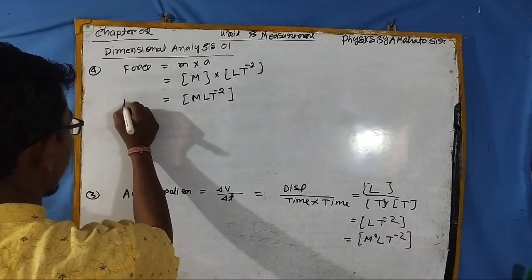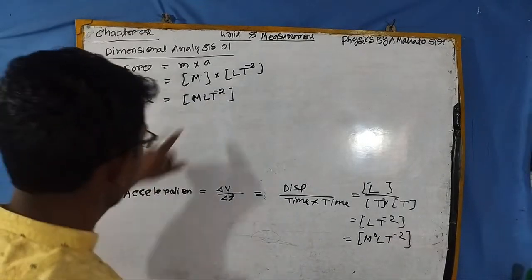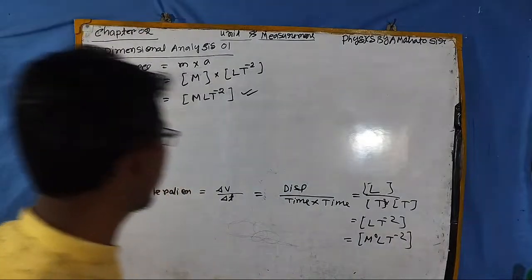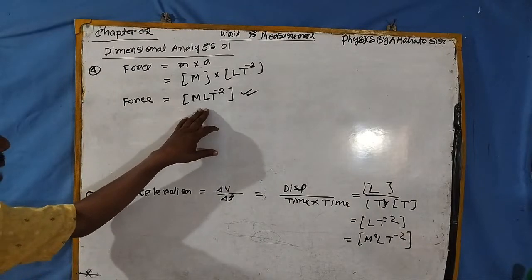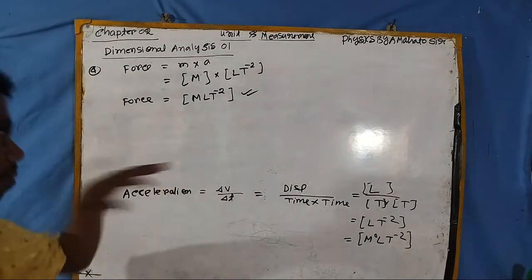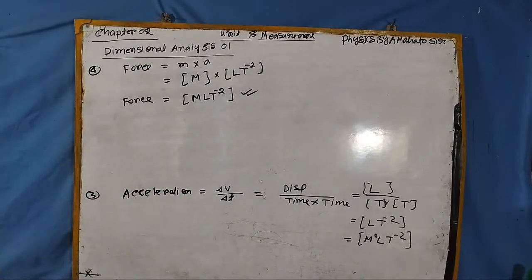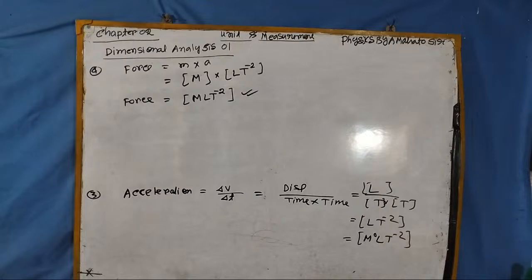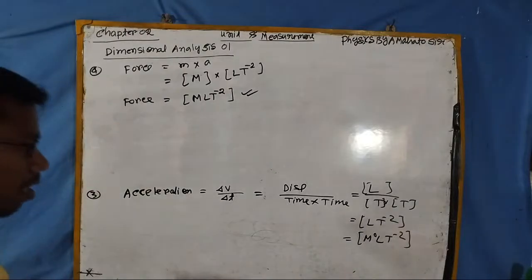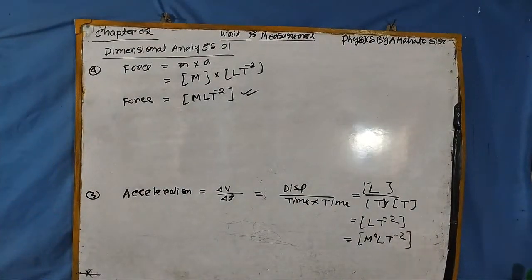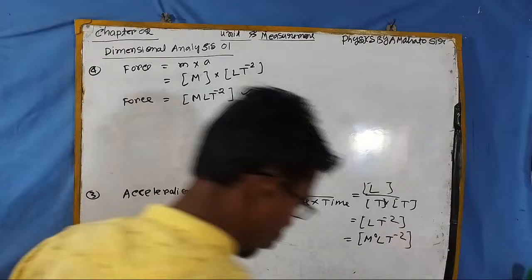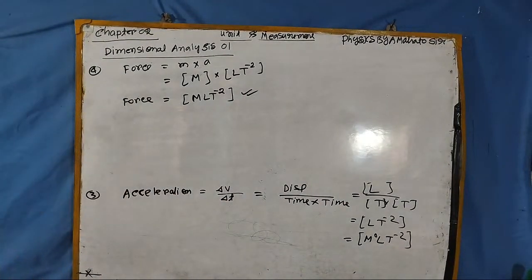So force dimension here. Force dimension is MLT^-2. This formula is basically mostly used, so the dimension of the formula must be remembered. Force dimension is MLT^-2. Basically the most useful dimension formula is MLT^-2. Totally 4 physical quantities. Then next here is the next physical quantity.